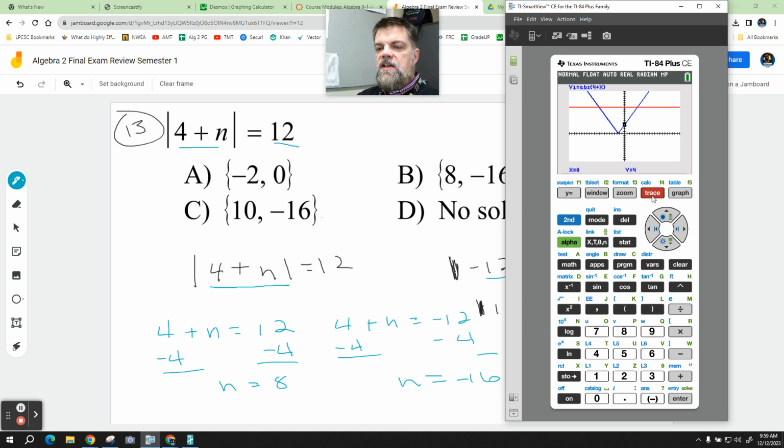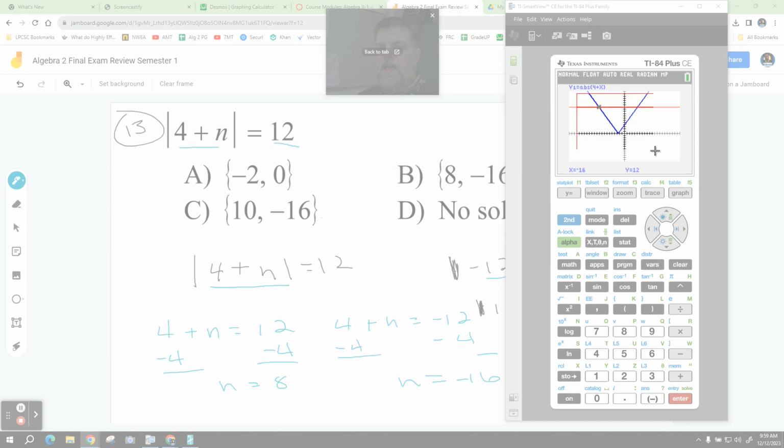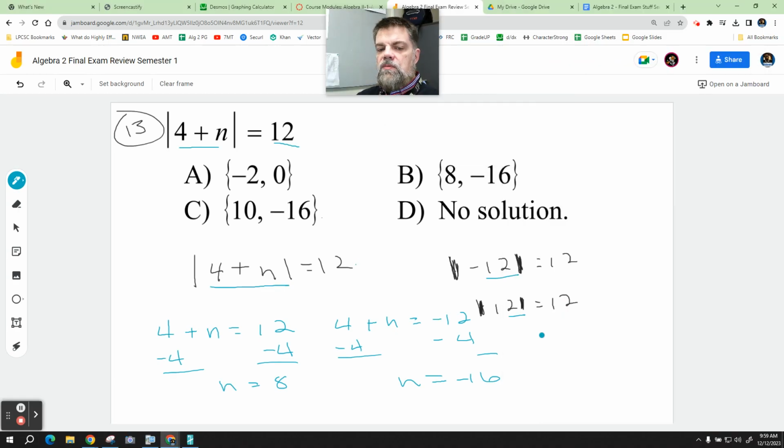Well, let's see. If I hit trace and I go to 8, guess what? It crosses there. And then if I hit negative 16, guess what? It crosses there. So those are my two solutions, where those two graphs intersect are the solutions.